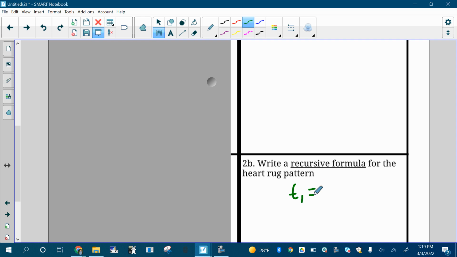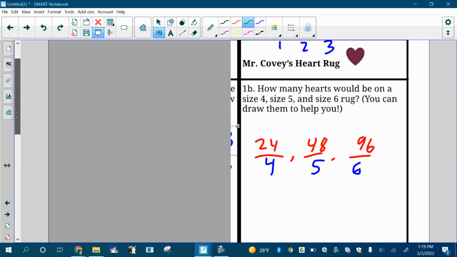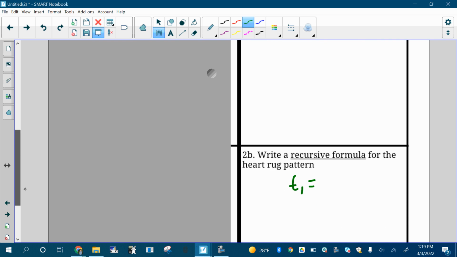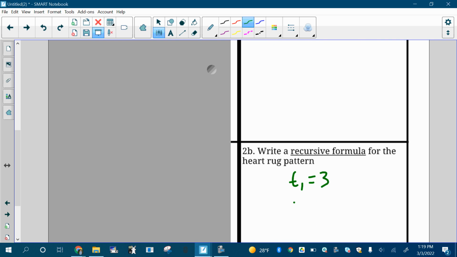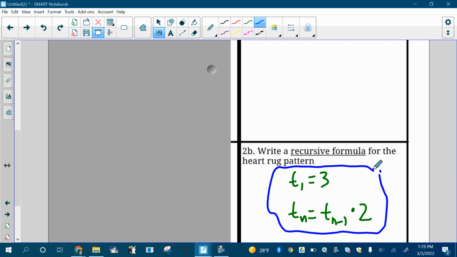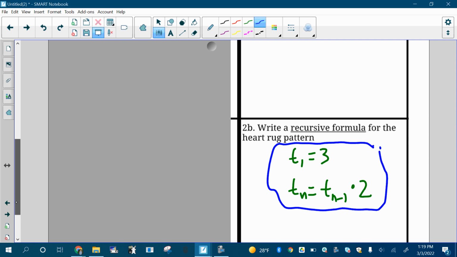I'm going to use T for this one. Starting amount of hearts, 3. What's the pattern? How do I get the nth term? Well, I take the term 1 before it, and I multiply by 2. There's my recursive formula. Make sure you have both of those parts. Okay?